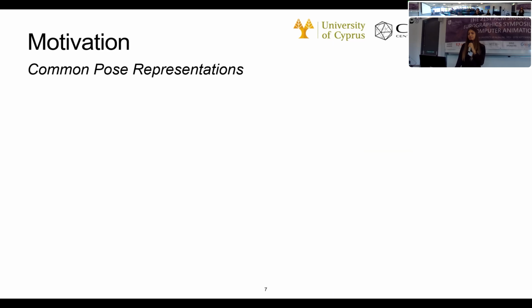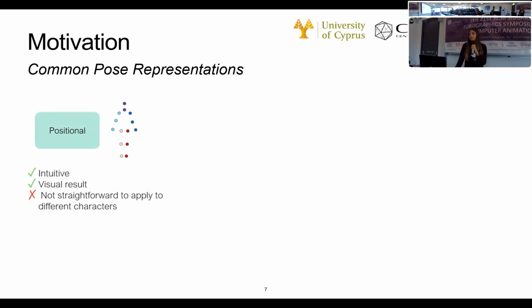Each of these categories has its own advantages and disadvantages, and depending on the application, a different representation may be required. While positional representations are intuitive and the features correspond to the visual result, they are highly entangled in terms of shape and skeletal proportions. Thus, application to different characters, which is a property desired in computer graphics, is not straightforward.